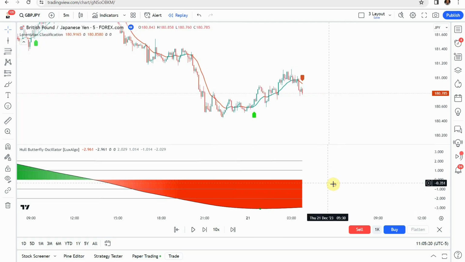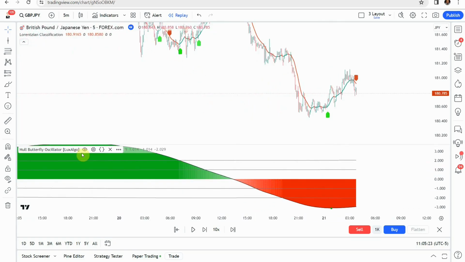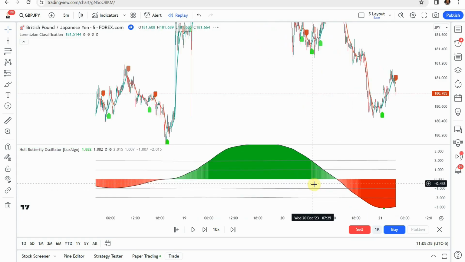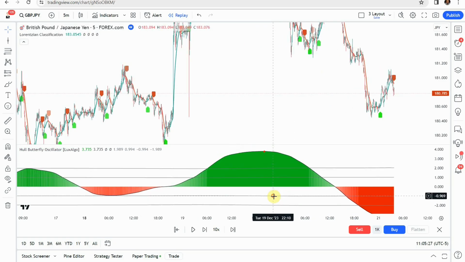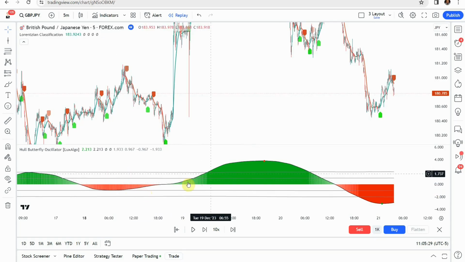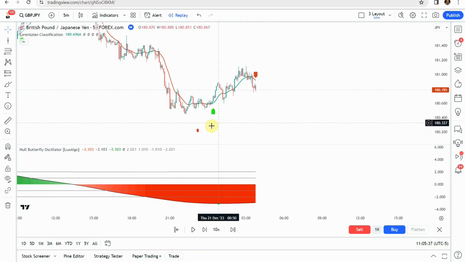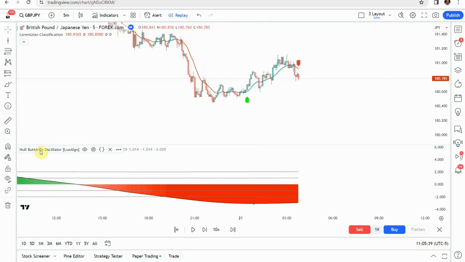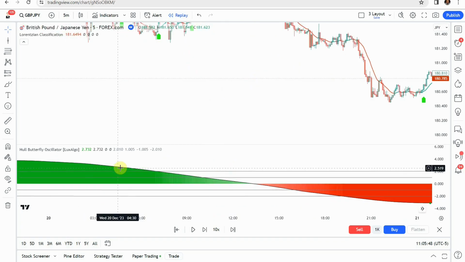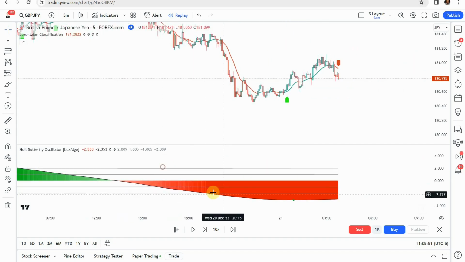And so what we are looking for is the Hall Butterfly to give us the overall trend direction. If I scroll back here, you can see that the Hall Butterfly now has these long sweeping periods of coloration, giving us the overall trend direction in the market. And so what we're looking for is when the Hall Butterfly is either red or green, we're looking for it to be either below this lowest line here or above the highest line here. And so basically in the most extreme of the indicator.